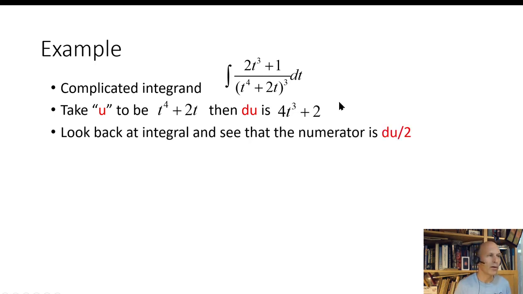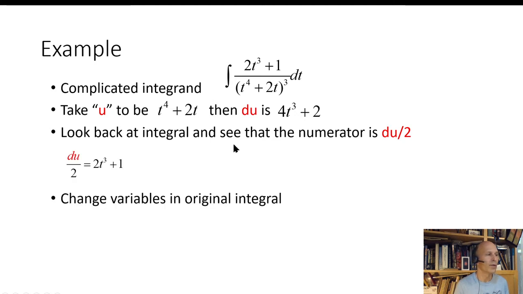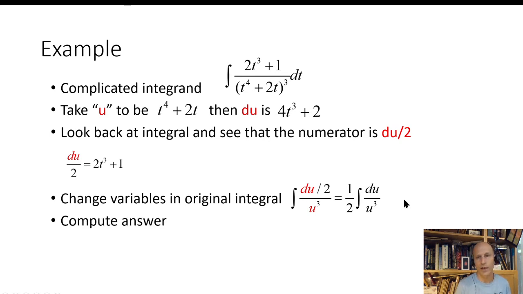If we look back at our integral, we see this numerator is du over 2, because 4t cubed plus 2 is twice 2t cubed plus 1. So then this would be du over 2 on the top, and on the bottom we would have u cubed. That's something that we can deal with, that's relatively easy to do. So we can change our variables and rewrite it in terms of du and u, and it becomes 1/2 the integral of du over u cubed. Now we can just calculate an answer.